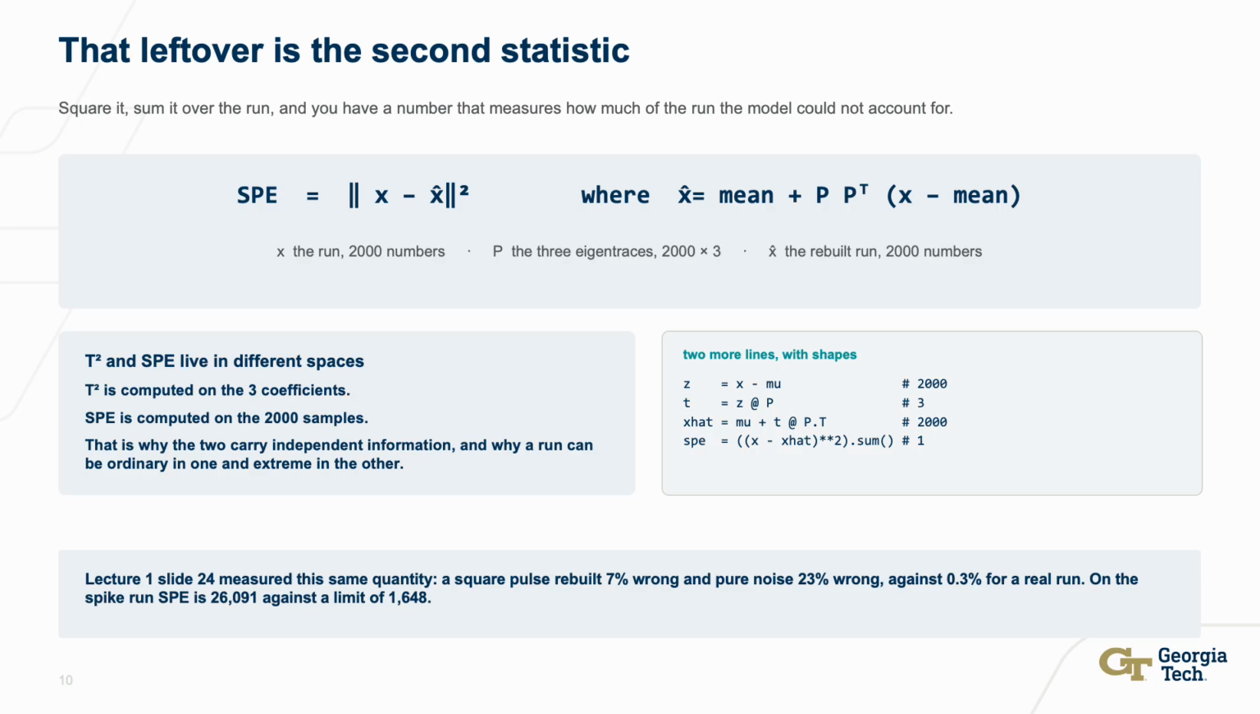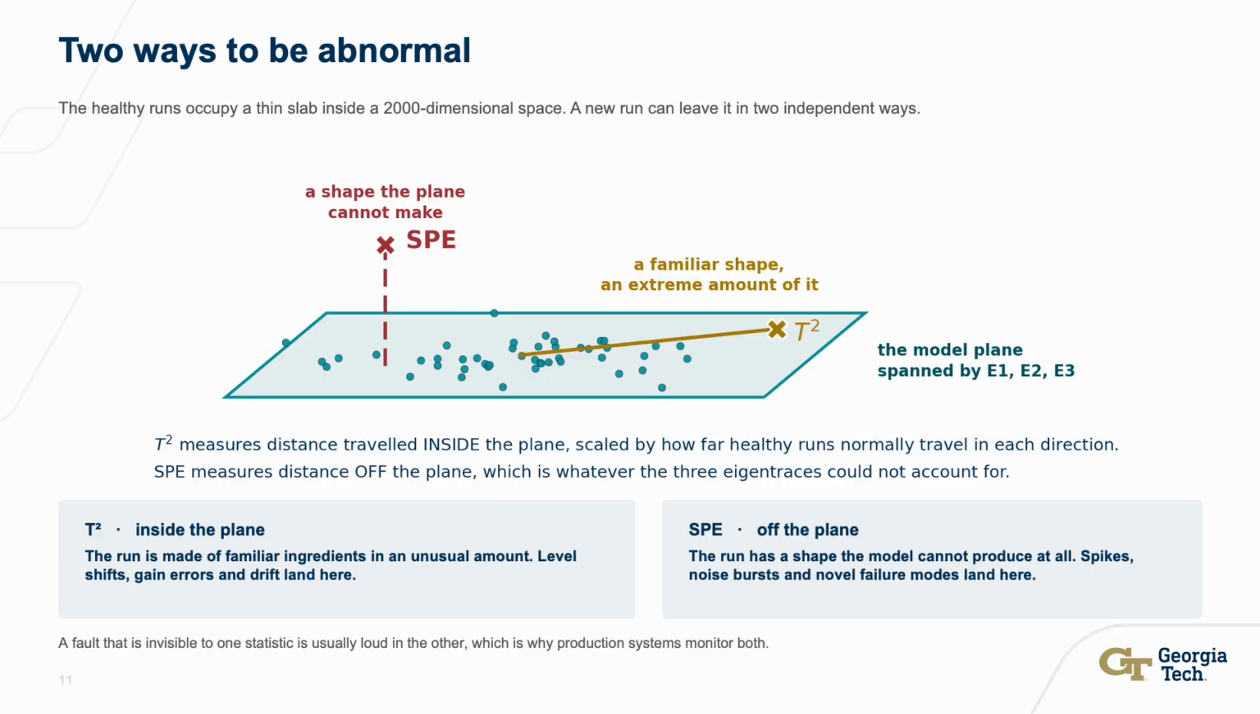The limit is set the same way, as the 99th percentile of training values. On the spike run, SPE comes out at 26,000 against a limit of 1,648. The second statistic catches it by a factor of 16.